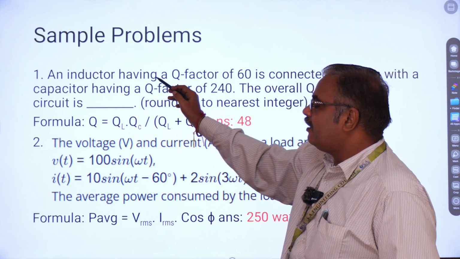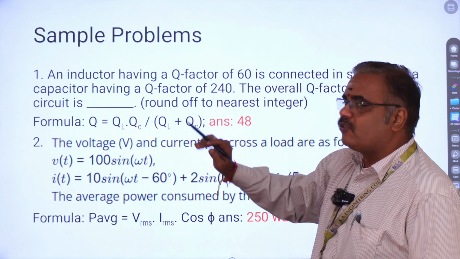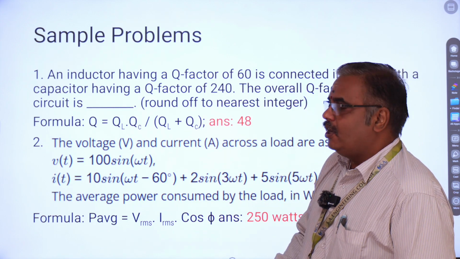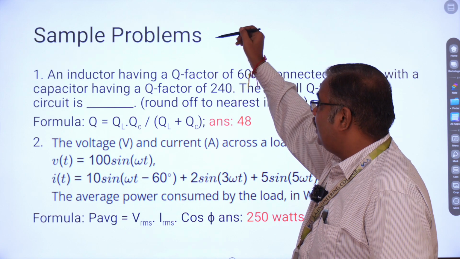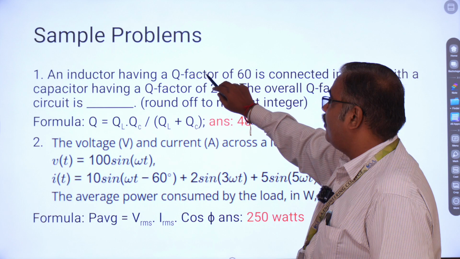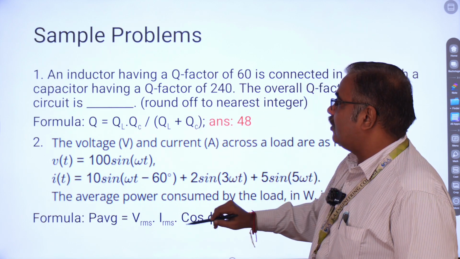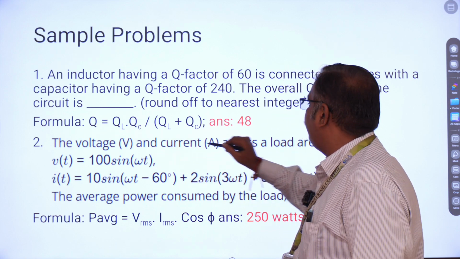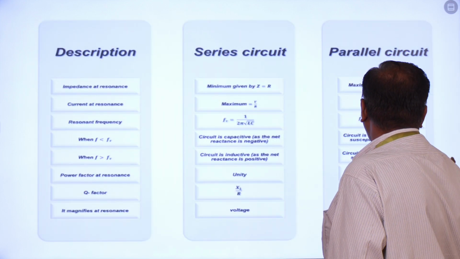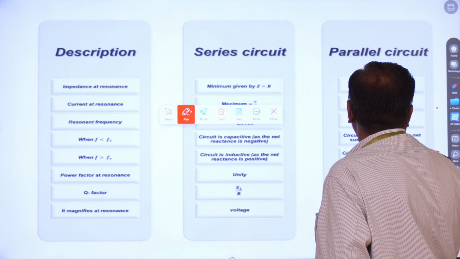So, an inductor having a Q factor of 60 is connected in series with a capacitor having a Q factor of 240. The overall Q factor of the circuit is... So they have given the Q factor in different conditions. When the inductor has a Q factor and the capacitor has a Q factor, you have to calculate the overall Q factor. So this is the formula to calculate the overall Q factor, where you just need to substitute the values of Q factors and then solve it.